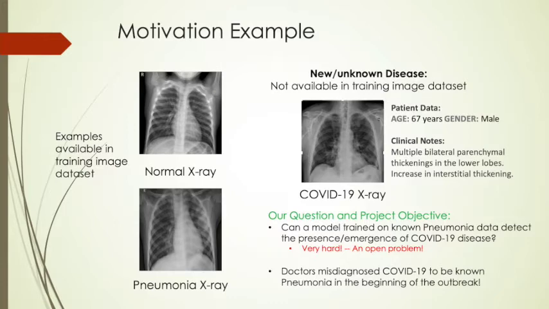Imagine you have a training dataset that consists of normal chest X-rays and the known pneumonia disease images, and we build a deep learning model with this dataset. When confronting an image of COVID-19, can our model detect that it is a new and unknown disease? Chances are it cannot. In fact, even doctors misdiagnosed COVID-19 to be a known pneumonia, such as SARS, MERS, in the beginning of the outbreak. This turns out to be a very challenging and open problem in the research community.